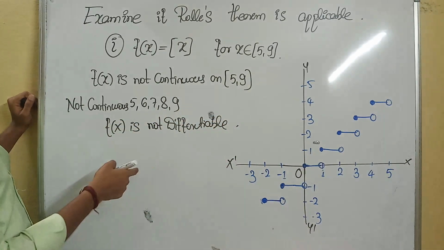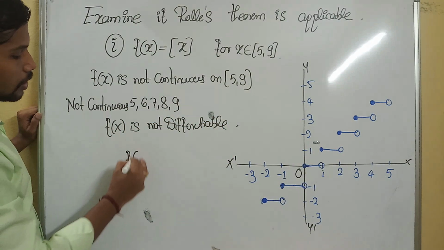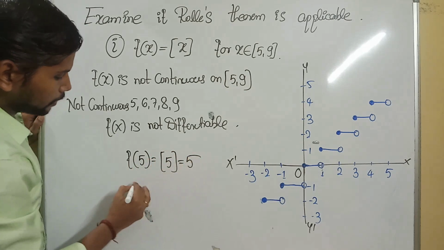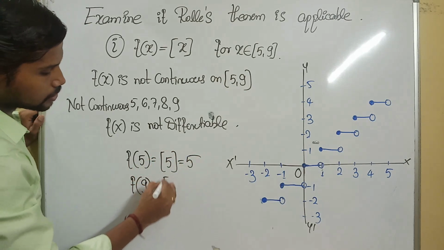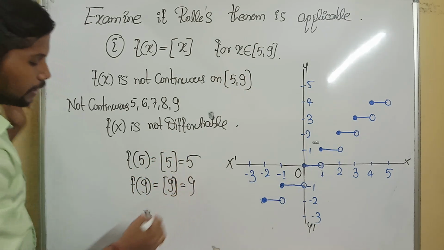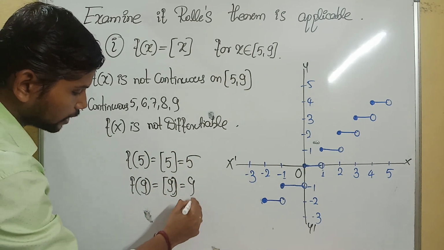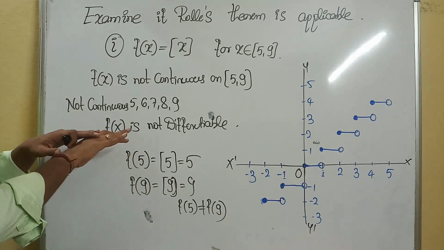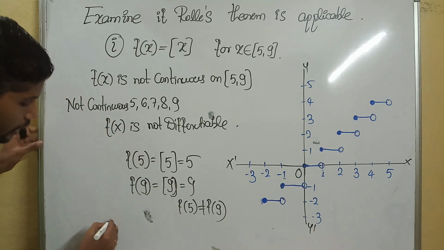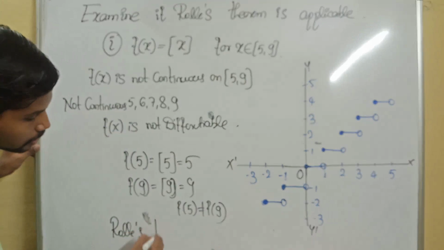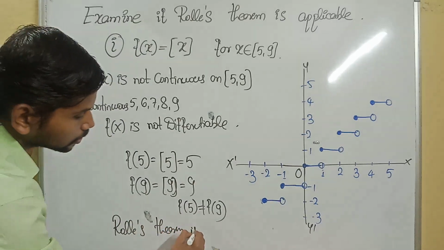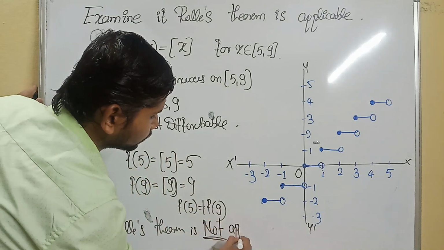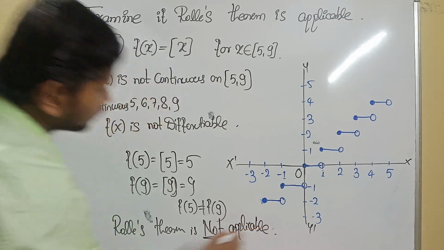Next, after the point not differentiable, then I need to check f of a, means f of 5. What is f of 5? Greatest integer function 5 will be 5. F of 9 will be greatest integer function 9. Its value will be 9. Means what I have to say, f of 5 is not equal to f of 9. Means all the conditions of Rolle's theorem are not satisfied. That's why Rolle's theorem is not, yes, I need to say not applicable. Got it?